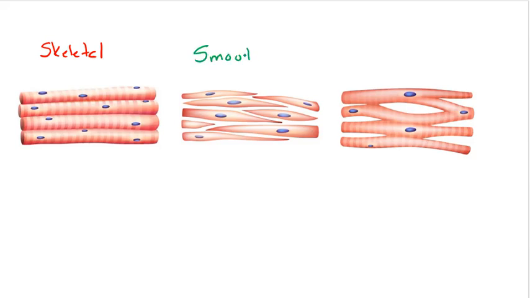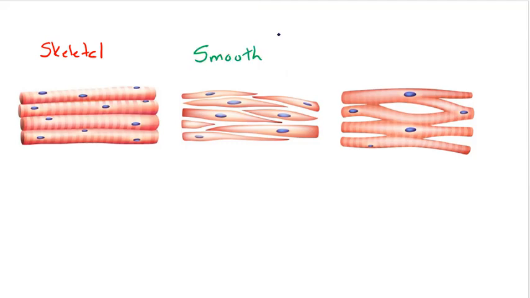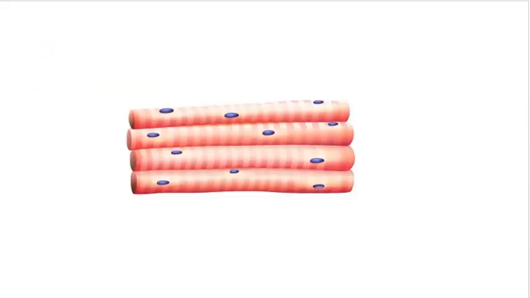In the center is smooth muscle. Notice that smooth muscle looks much different than the other two types here. Over here on the right, we have a very special muscle found only in the heart, cardiac muscle. And notice that it seems to have characteristics of both skeletal and smooth muscle. Now let's look at each type in a little more detail.